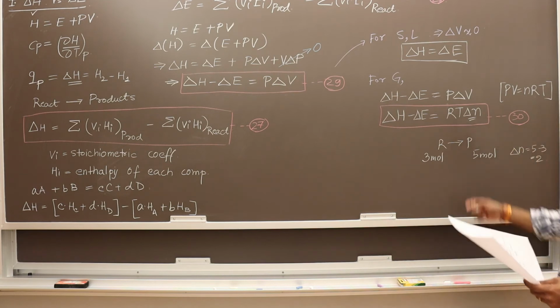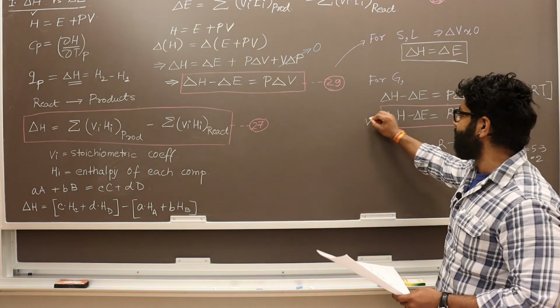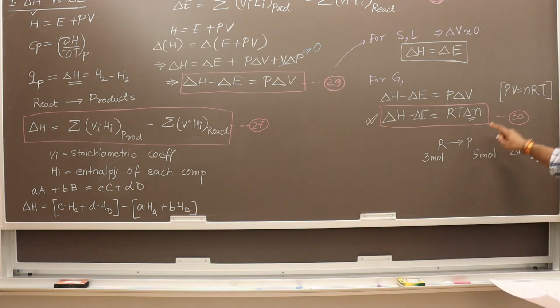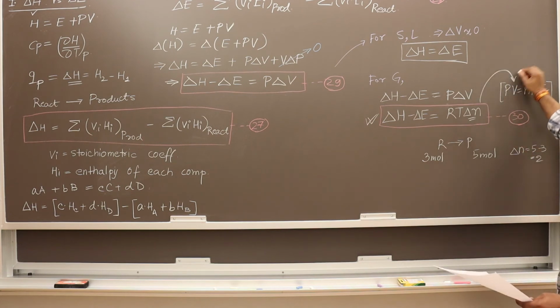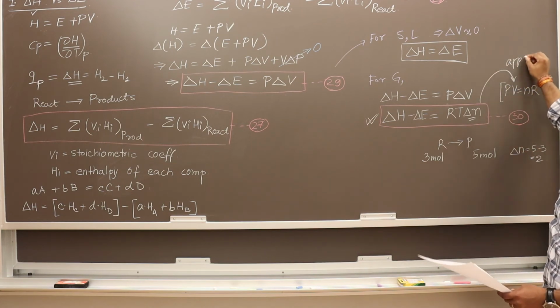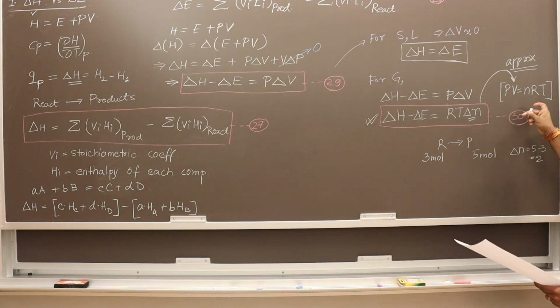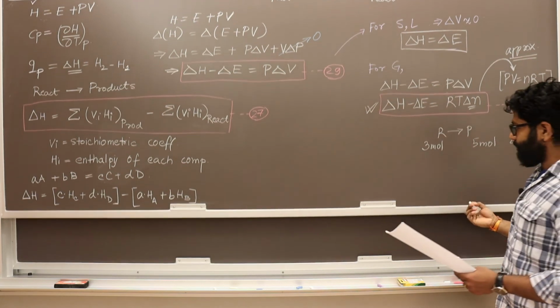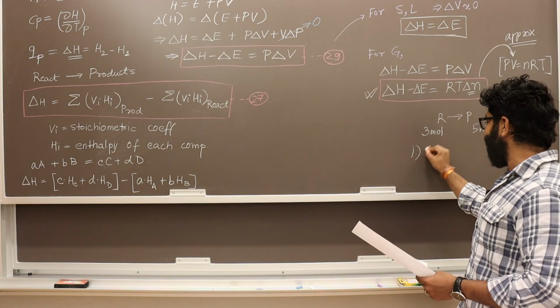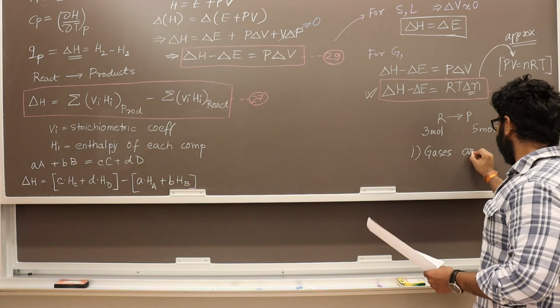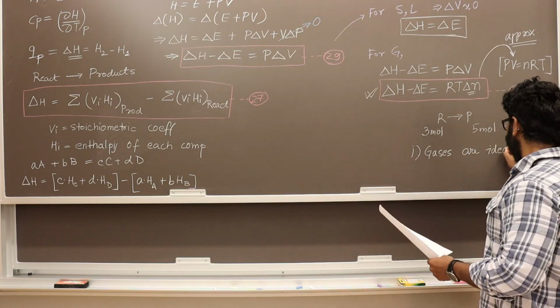Okay, this is an approximation. This is not true for all cases. Now, why is it an approximation? Because in order to get this, we have applied this. So this was the source of the errors, the source of the approximation. Now, why? Because this equation tells us, what are the two approximations? That the gases are ideal. This is the first approximation.